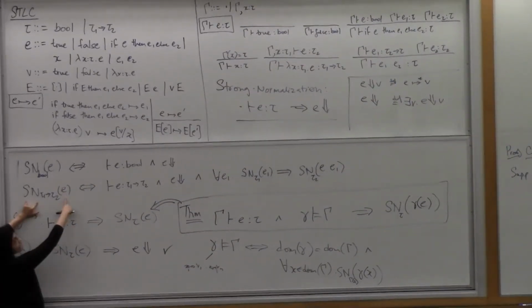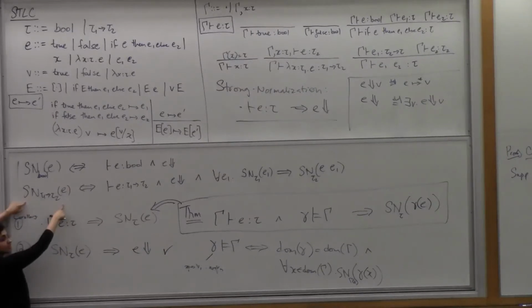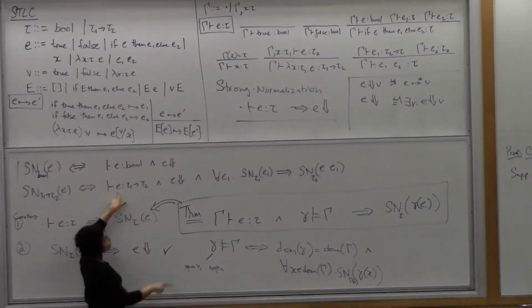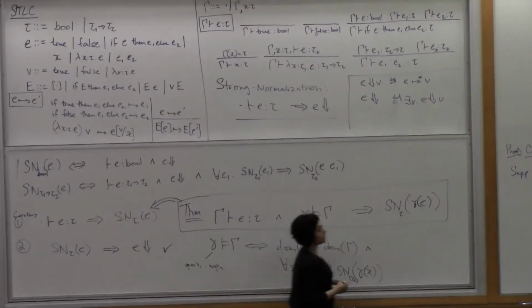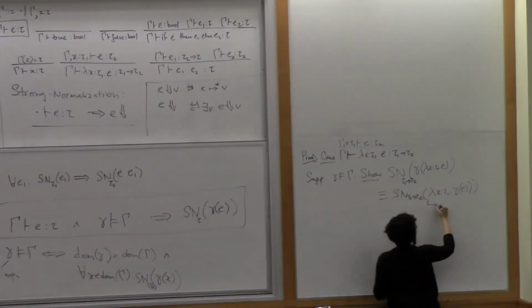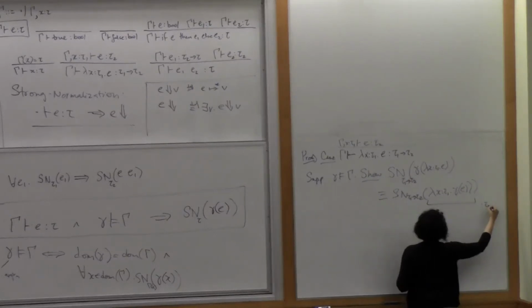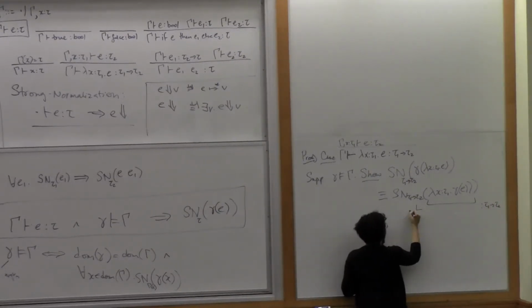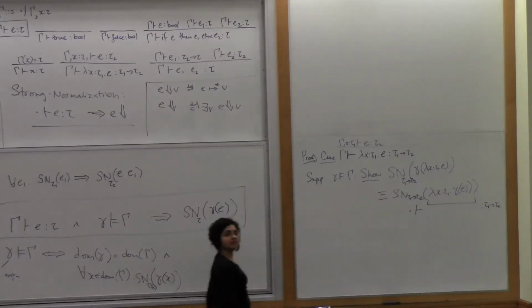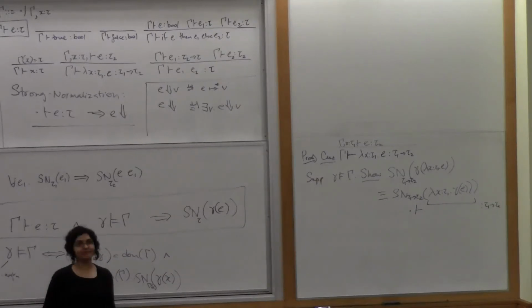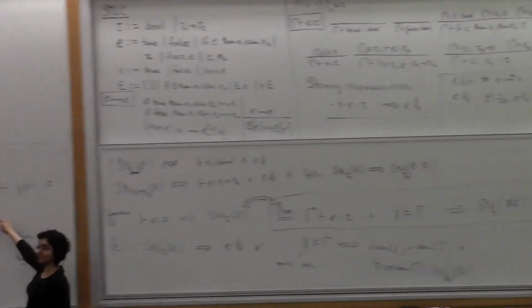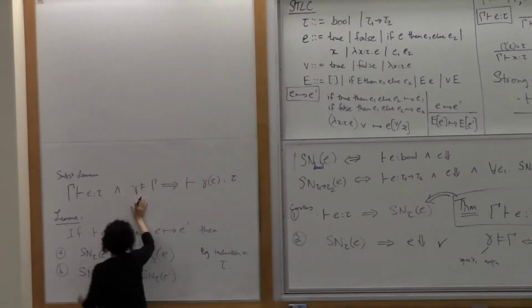So in order to show that that term belongs to this set, what do we need to do? We need to show that the term we have has the type tau 1 arrow tau 2. So does this term have type tau 1 arrow tau 2 under an empty environment? Yeah? And that's why I defined the substitution lemma. That's what we need, right?